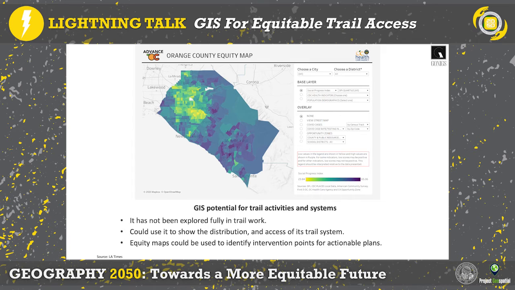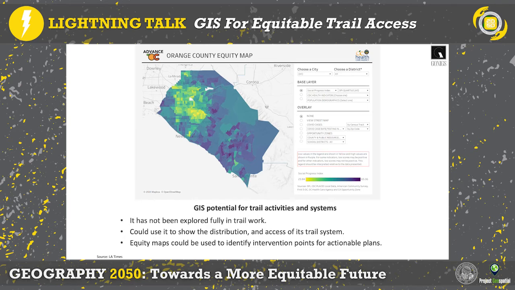When we take a look at this equity map from Orange County, we could tell it gives a lot of information from demographic, health, whatever. So it shows the potential of GIS in other areas and even which would trickle down to trail activity and trail systems. And this has not really been fully explored in trail work.